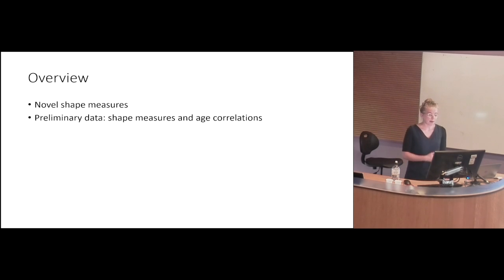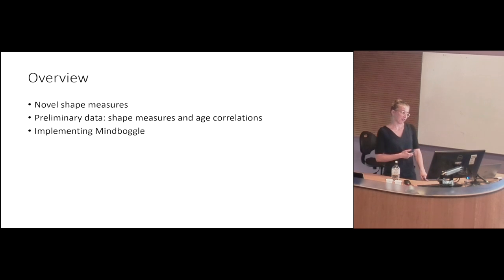So what am I going to do now? I'm going to tell you about a couple of those novel shape measures, and also hopefully show you some preliminary data from my analyses, in which I looked at how these metrics correlate with age, and hopefully convince you that there are improvements to be seen there. I'm also going to show you how you can implement Mindboggle if you wish to do so.